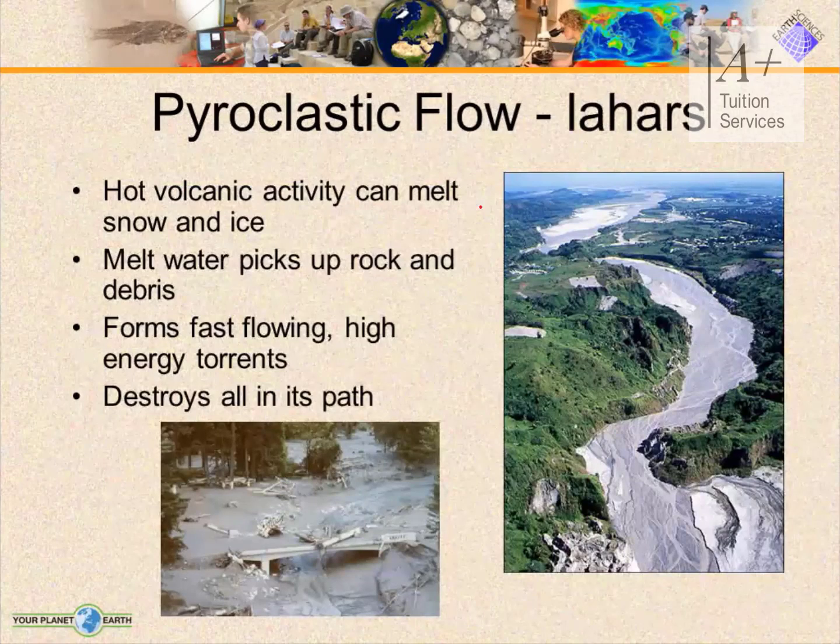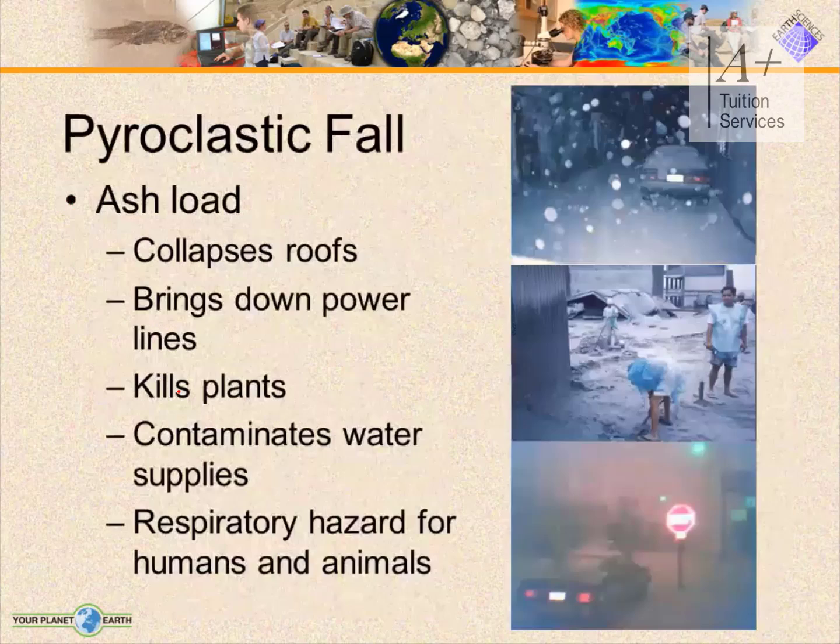Pyroclastic flows also cause lahars or mud flows to develop when water mixes with the volcanic activity. So for example, hot volcanic activity can melt snow and ice. This meltwater picks up rock and debris, forming a fast-flowing, high-energy torrent, and it could destroy anything in its path. So now we're going from lava to having mud flows. It could be thick mud or runny mud, but it will destroy anything, such as vegetation and so forth, in its path. Then we have pyroclastic fall.